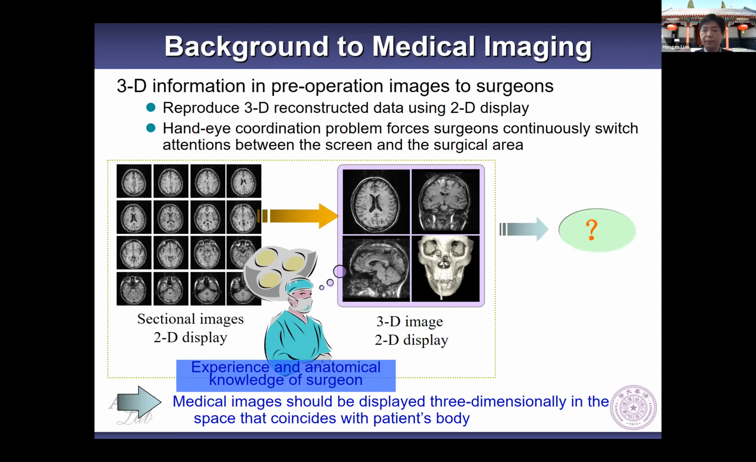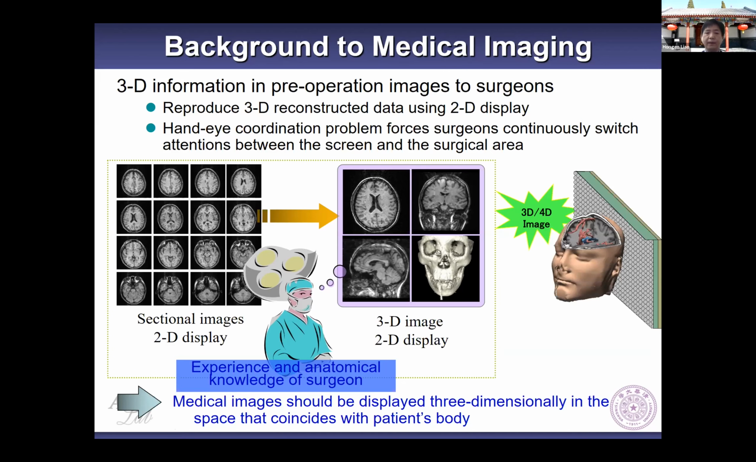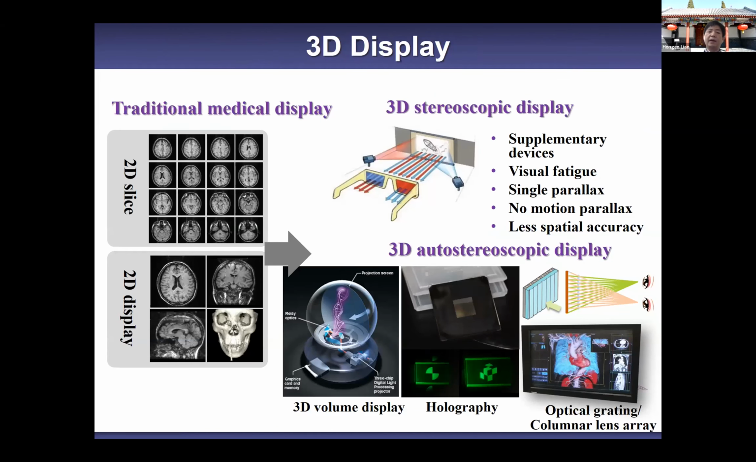Can we improve this? For example, we can show the image in a 3D display, where the image is displayed in three dimensions in the space that coincides with the patient's body. So you can get a more intuitive and accurate image during the operations. There are a lot of 3D displays. For example, compared with traditional medical displays, we can use a 3D slicer and show it on the screen.